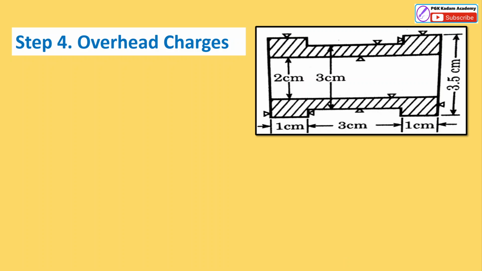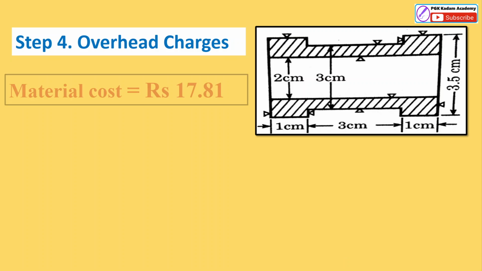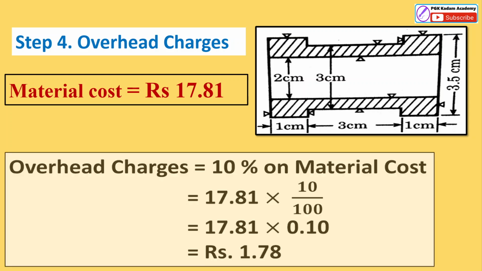Next we have to find out the overhead charge. What is the next step for these overhead charges? We are calculating from the material cost. Given in the problem, overhead charges are 10% on material cost. 10% on material cost, that is 10 upon 100, so the overhead charge is 1.78.